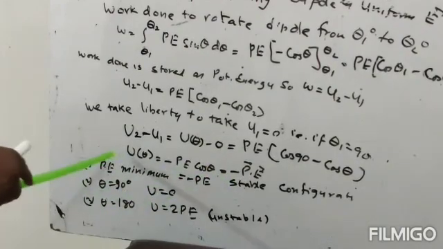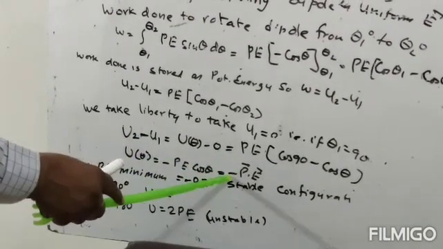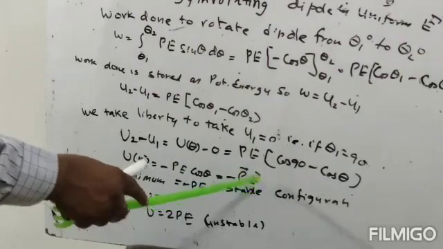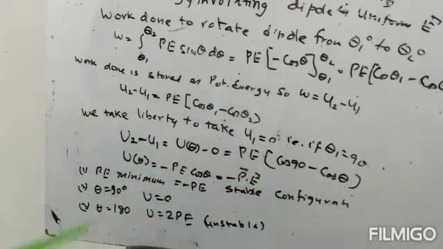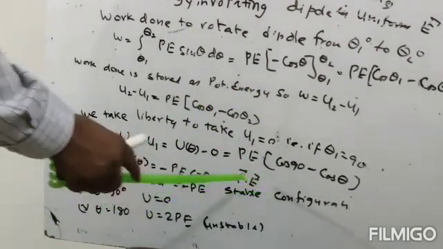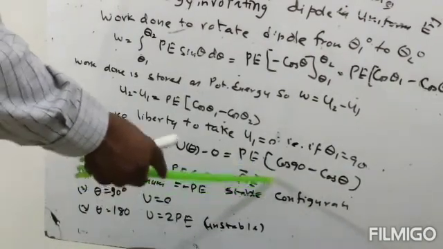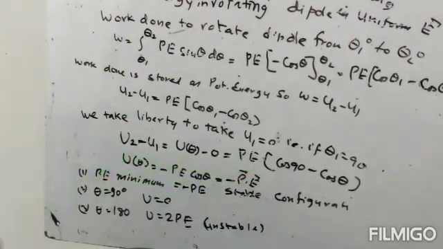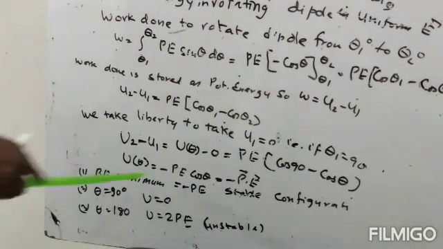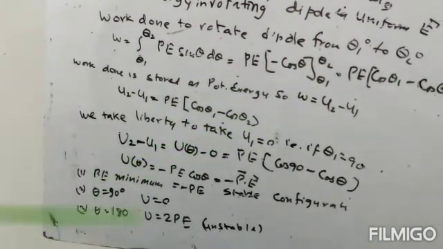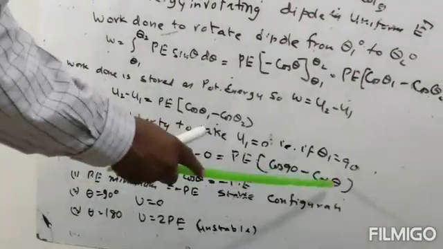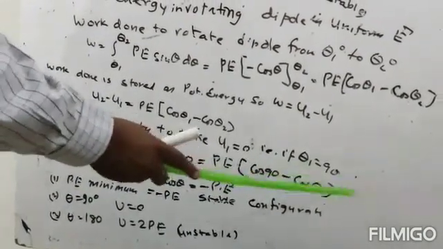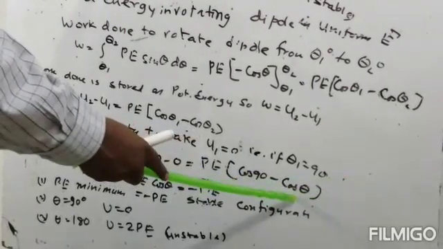So we can write this potential energy is equal to minus P dot E. P vector, in the case of dot product we can write P dot E means P E cos theta. So we can write like this. Now we will take the special conditions. We can take the three conditions: theta is equal to 0, theta is equal to 90, and theta is equal to 180.